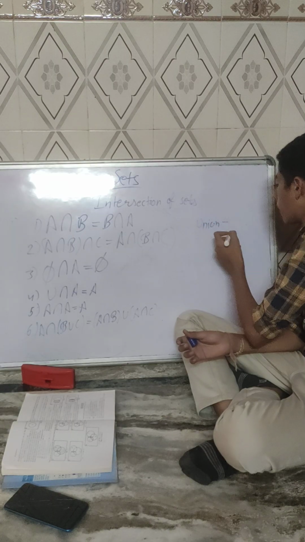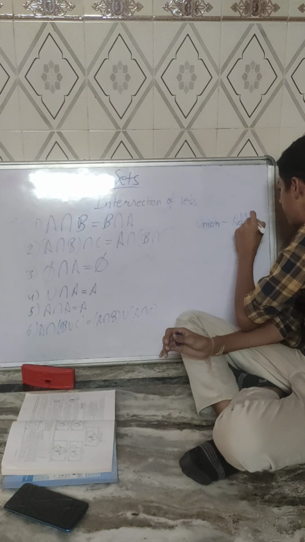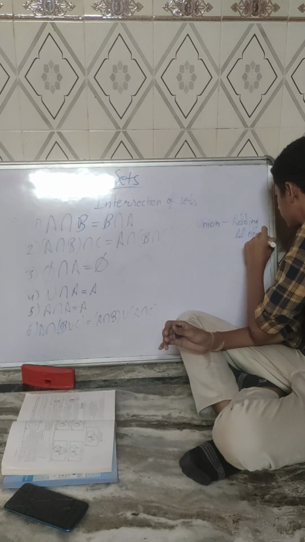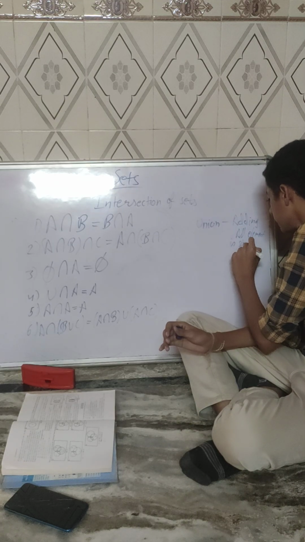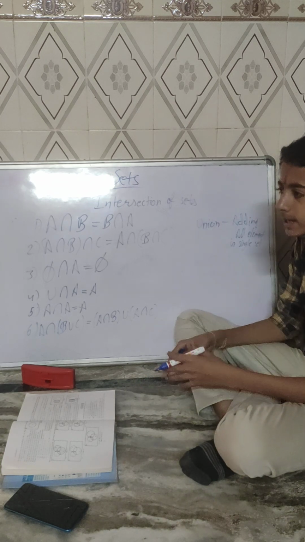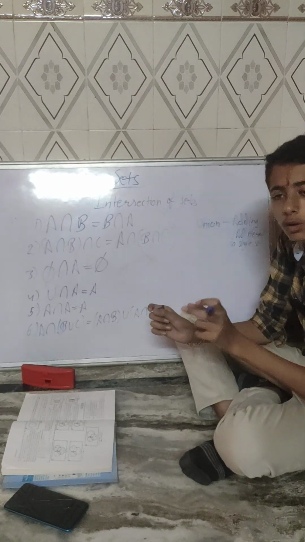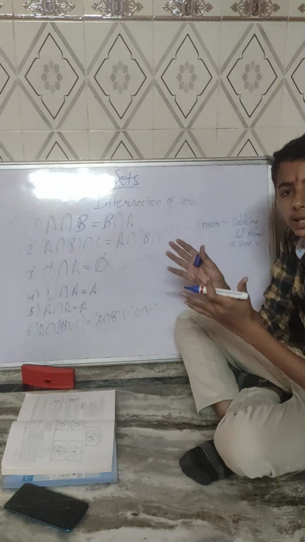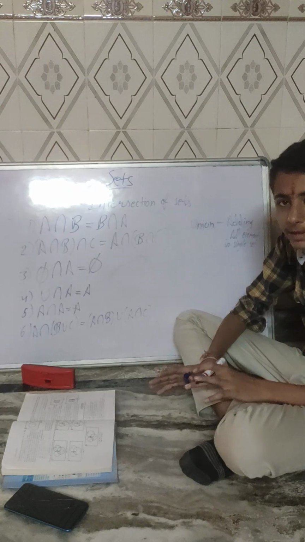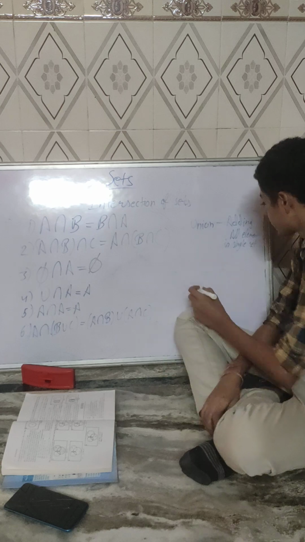in union we talk about adding all the elements in a single set from different sets, like set A, set B. The union of set A and set B will be set A union set B. So in union we add all the elements but do not repeat the same elements.